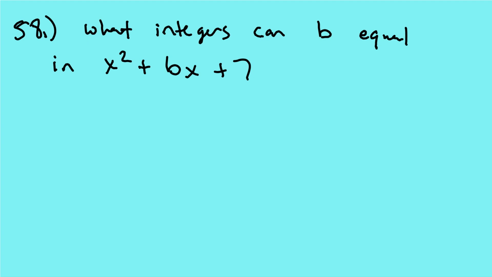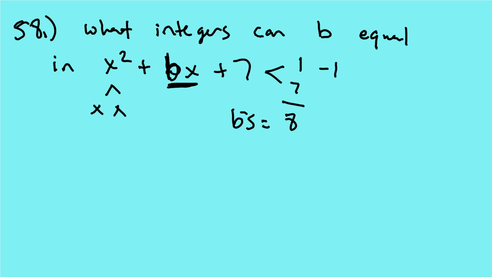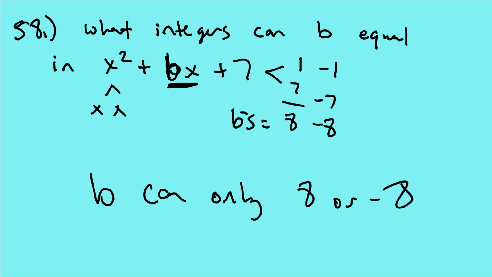Alright, so in 58, they're just saying, what options could you have for the middle term if you have x squared and 7 to begin with? If you have x squared plus bx, that's a b, it's not a 6, it's a b. So they're saying, what letters could you let b equal? Well, x and x, that's not going to affect the middle, but you could have 1 and 7, which means your b could be 8. You could have negative 1 and negative 7, which is negative 8. There's no other ways to get 7, so your b can only be 8 or negative 8. That's it.